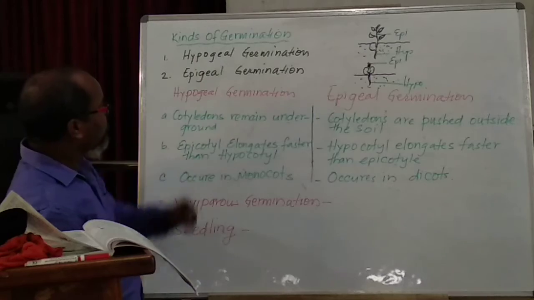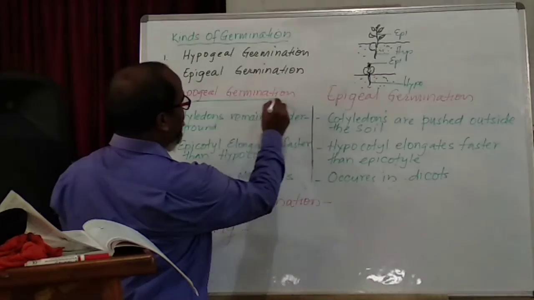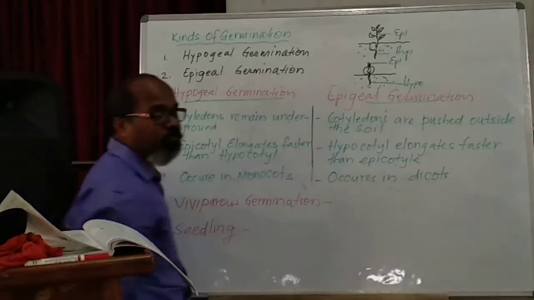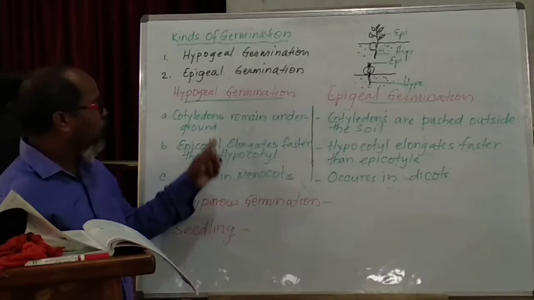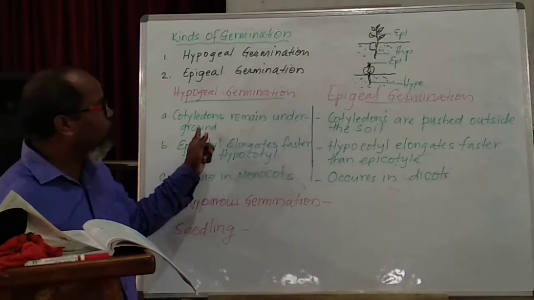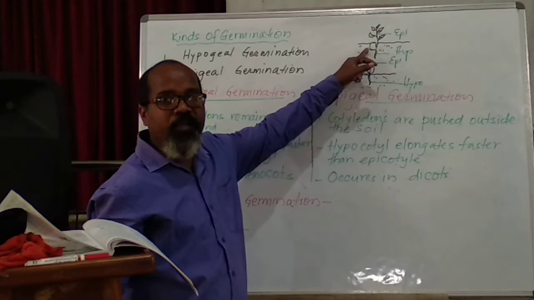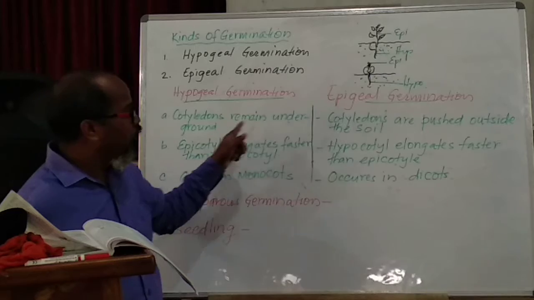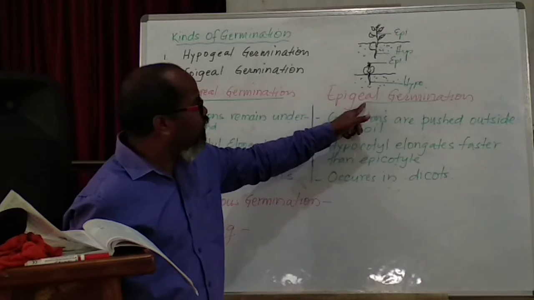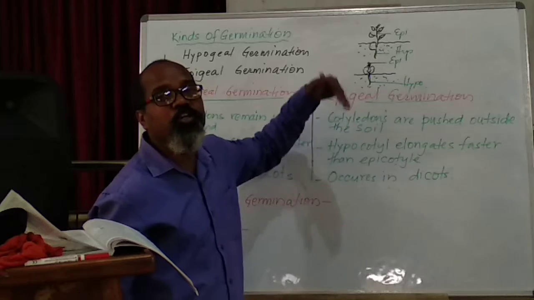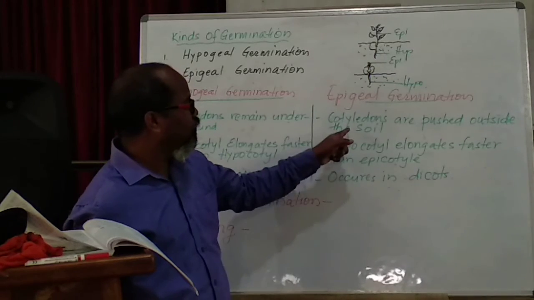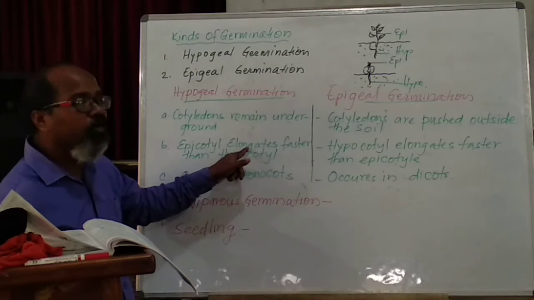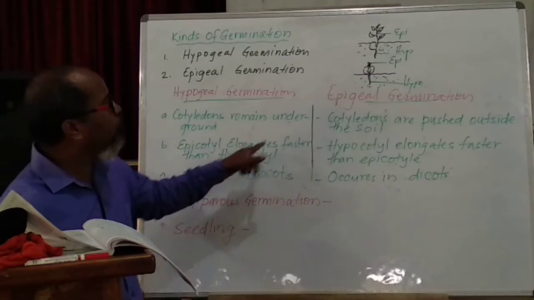Now, let's see the difference between hypogeic germination and epigeal germination. Number one, cotyledons remain underground. You can see here, cotyledon remains underground in hypogeic germination. On the other side, in epigeal germination, the cotyledons are pushed above the soil. Second difference, epicotyl elongates faster than hypocotyl.